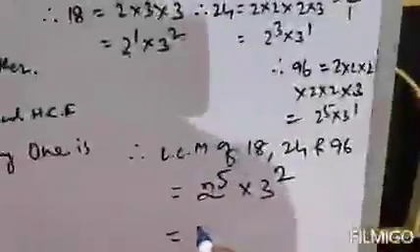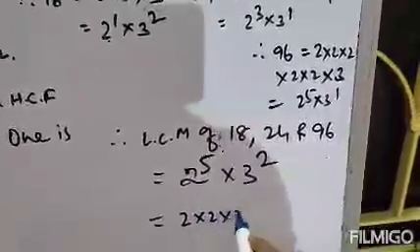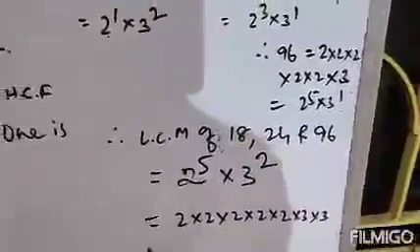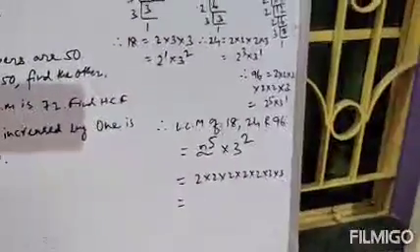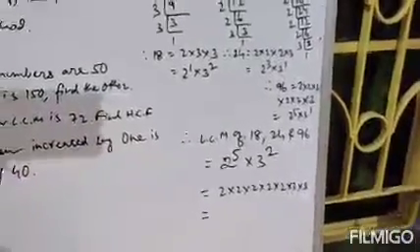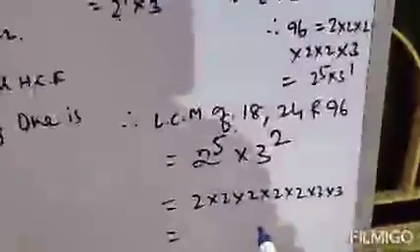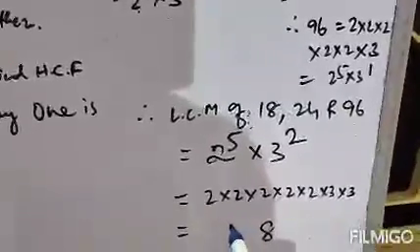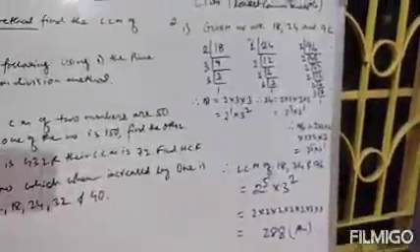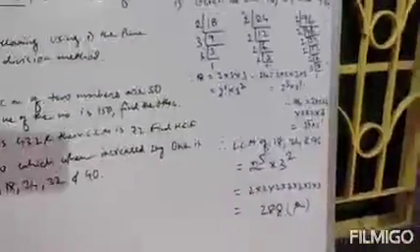Clear? So 2 to the power 5 means 2 into 2 into 2 into 2 into 2, and 3 to the power 2 means 3 into 3. So 2 2s are 4, 4 2s are 8, 8 2s are 16, 16 2s are 32, 32 3s are 96, and 96 3s are, 3 6s are 18, carry 1, 3 9s are 27, and 1 is 28. So LCM is 288. This is your answer. So this is the prime factor method. LCM is 288. Clear?